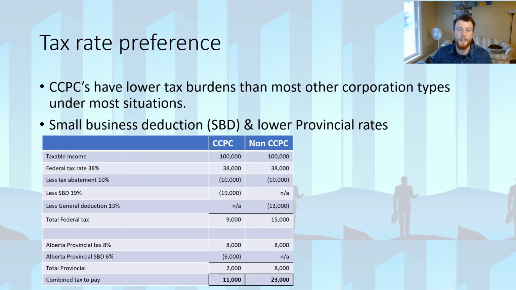Alrighty, let's move on. So what's this big fuss? Why do we care about whether our corporation is a CCPC? Well, the main reason is there are significantly lower tax burdens than other corporation types under most situations. Let's look at this scenario. We have taxable income of $100,000.